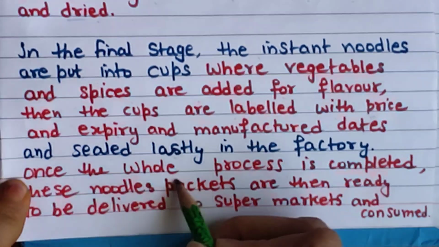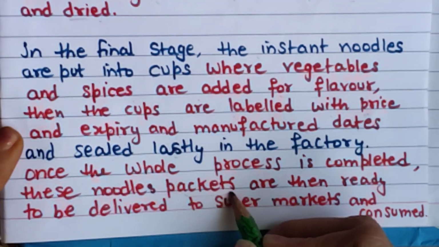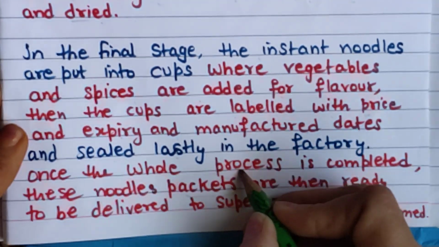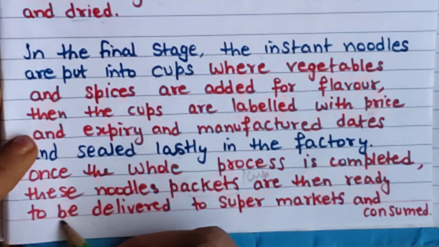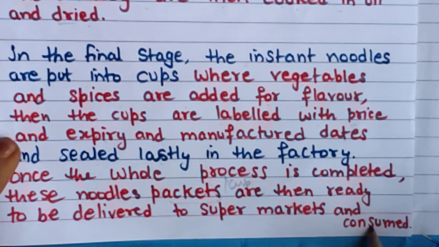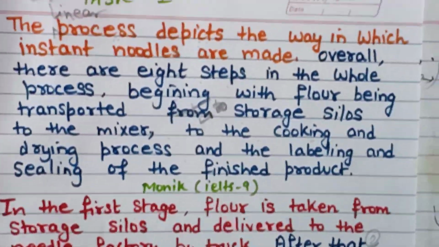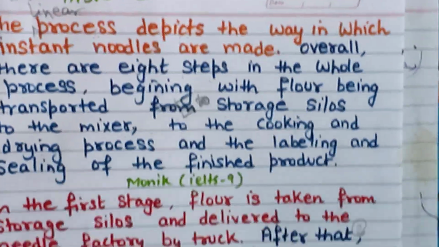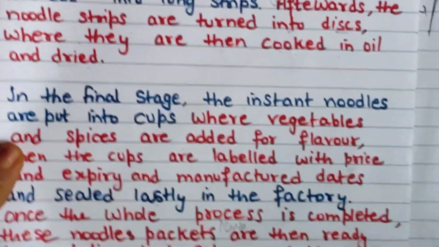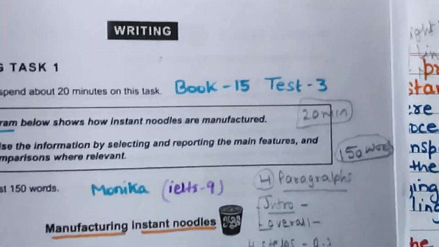Last step. Once the whole process is completed, these noodle packets, I have given this name myself, because as you know they are in packets or cups, or you can use cups here also, are then ready to be delivered to supermarkets or shops and then consumed by everyone in this world. Okay, so this is writing task 1. You can see this introduction, overall paragraph, then first paragraph, and then this last paragraph. Okay, this is the vocabulary. So we have completed this task.